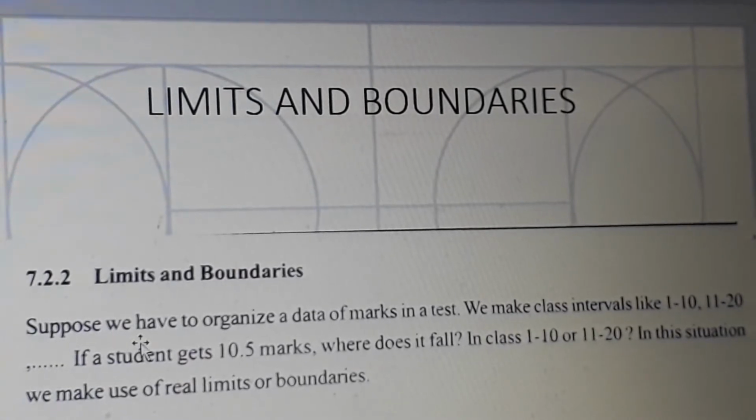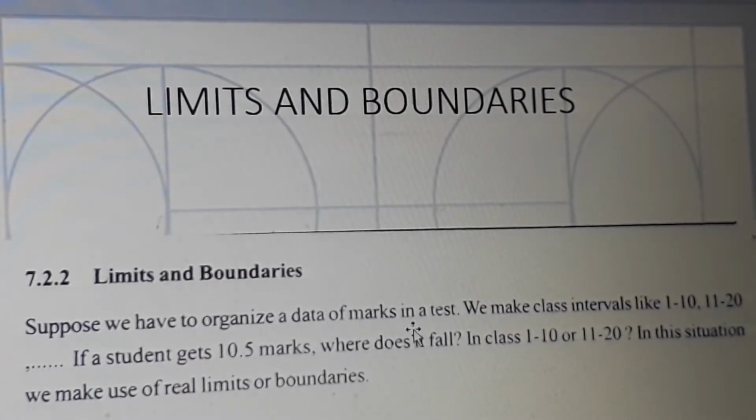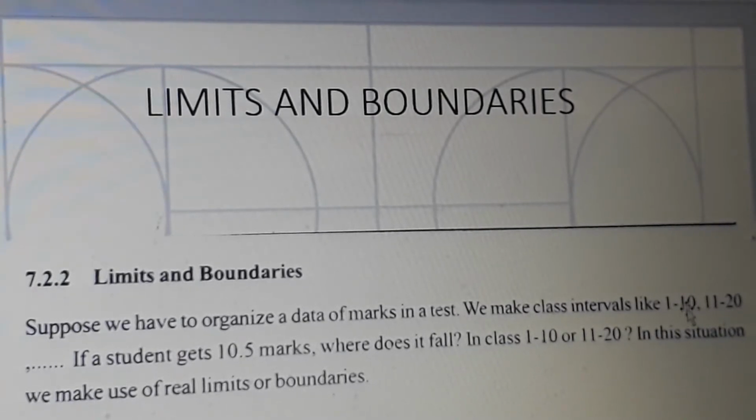Suppose we have to organize data of marks in a test. We make class intervals like 1 to 10, 11 to 20, etc. Read this, 1 to 10 and 11 to 20. If a student gets 10.5 marks, where does it fall? In class 1 to 10 or 11 to 20?